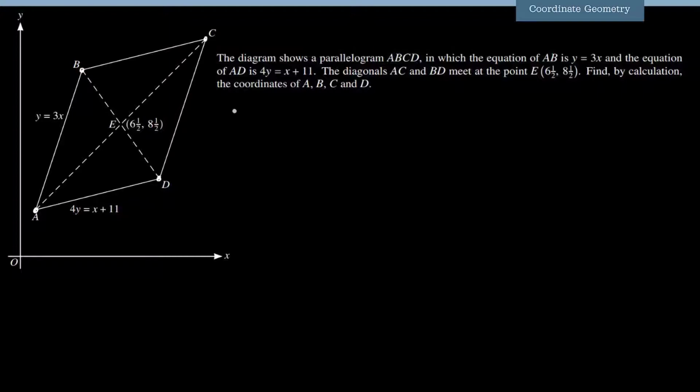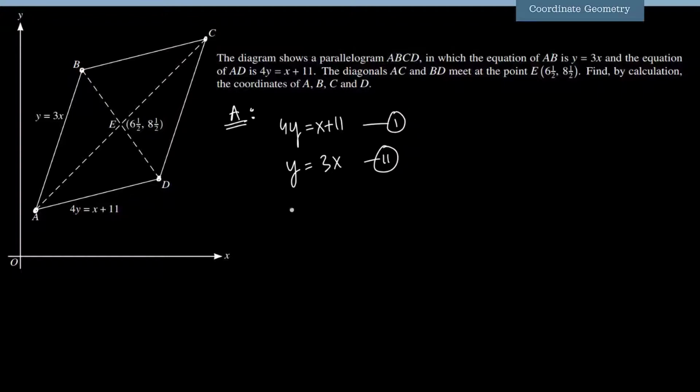First, let's find the coordinates of point A. I know that point A is the point of intersection of this line and of this line. So I can solve the equations of these two lines simultaneously to find the coordinates of point A. Line AD has the equation 4y is equal to x plus 11. This is equation 1. And line AB has the equation y is equal to 3x. This is equation 2. Now I'm going to solve these two simultaneously.